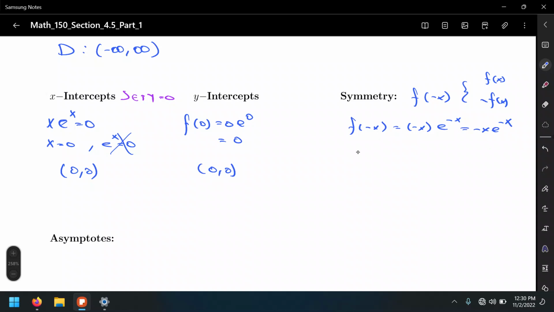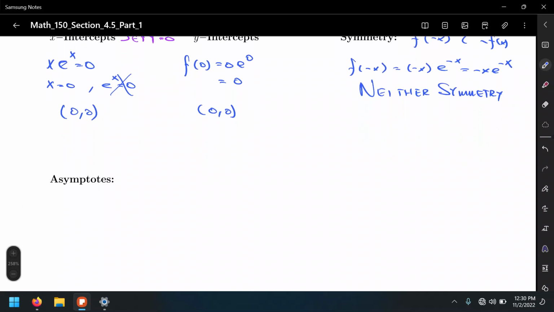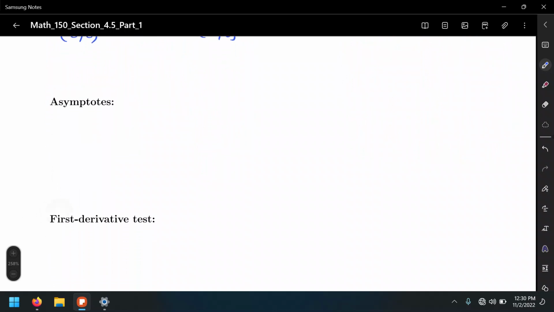So in this case it is neither symmetry, or no symmetry in this case. All right, no symmetry about the x-axis, no symmetry about the y-axis. All right, asymptotes. Do we have any asymptotes?